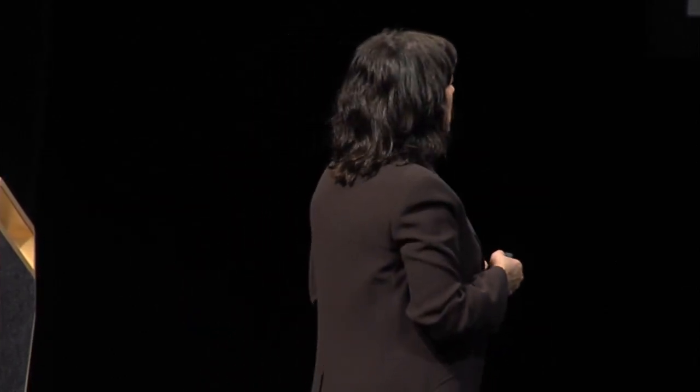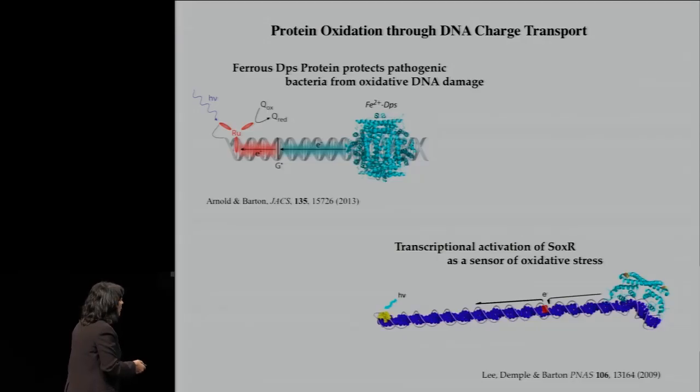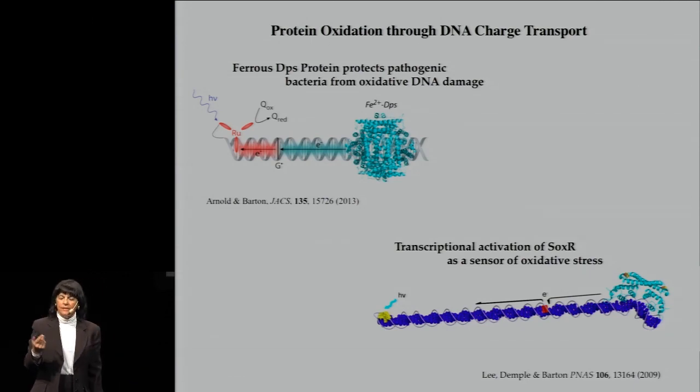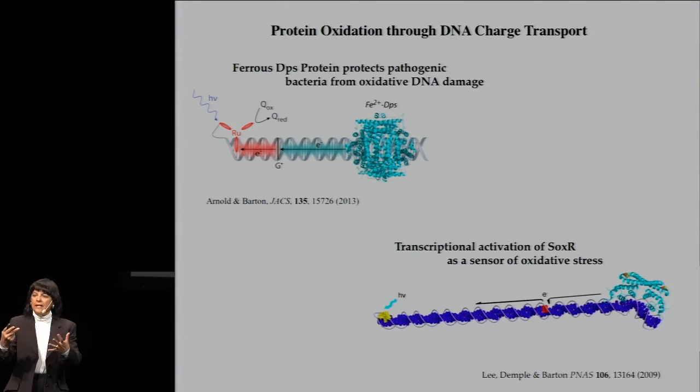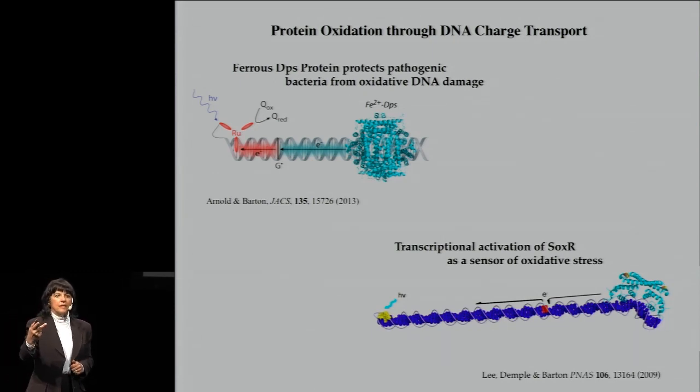In another example, in E. coli, for example, the E. coli has to respond also to oxidative stress. And it does so using this transcription factor called SOXR. SOXR binds to DNA, and when it gets oxidized, it kinks the DNA in this way, activating that segment of the DNA for transcription, and then a series of genes that respond to oxidative stress are transcribed in response to that oxidation.